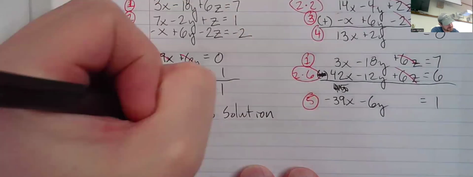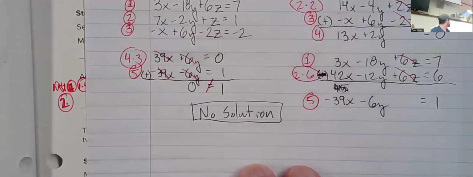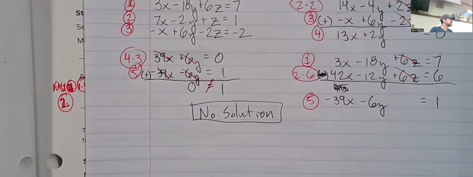Once we get to that point right there, we don't need to keep going. Once you see that there's no solution, you can just be like, all right, I'm done. No solution. Variables are gone. Equation doesn't make sense. There's no solution.